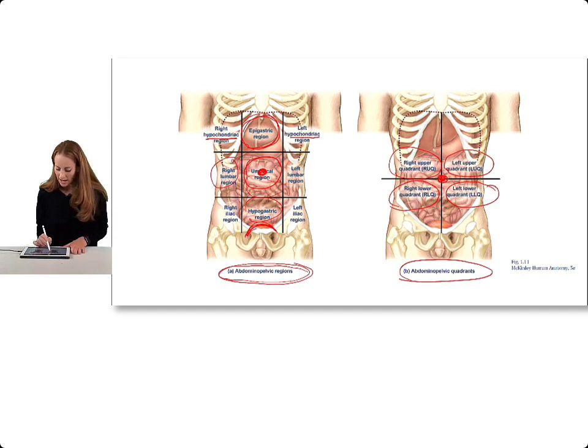And then on either side of the umbilical region, we have the lumbar regions. Below the umbilical region, we have the hypogastric region, below the stomach. And then on either side of the hypogastric region, we have the iliac regions.